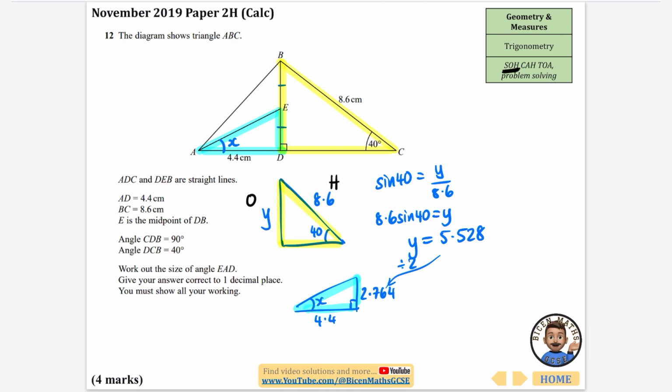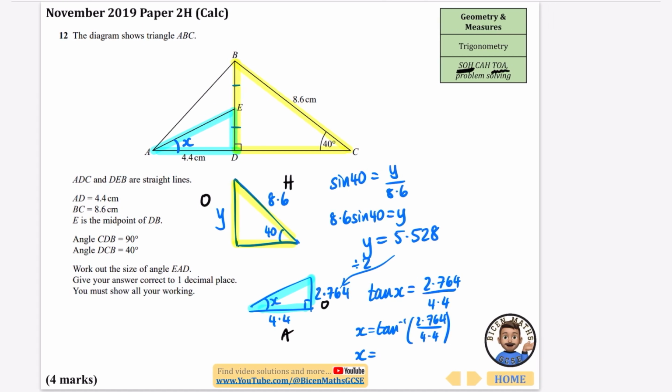I need to do another SOH CAH TOA. This time I have got the opposite and the adjacent, which means I'm going to be using the TOA part, or the tan part. So I can now say that the tan of x is equal to the opposite divided by the adjacent, and so x is the inverse tan of 2.764 over 4.4, and we can just go straight from there and see what our answer is going to be to 1 decimal place.